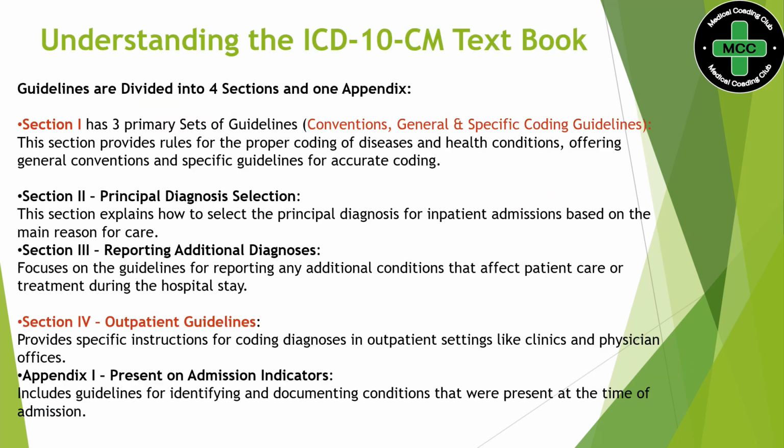Okay. So next, coming to the textbook. As we already saw, the ICD-10 textbook has four sections. Your book is divided into four sections, and mainly you have to concentrate on section 1. Section 1 includes three sets of primary guidelines, the first being conventions, which we will discuss today. Next, general guidelines, the general ICD-10 coding guidelines.